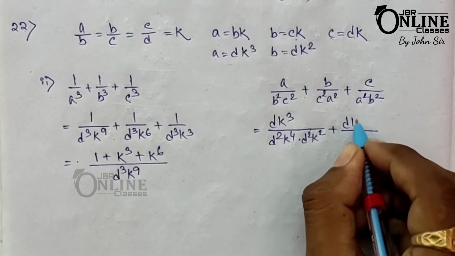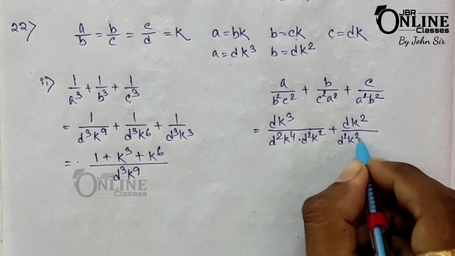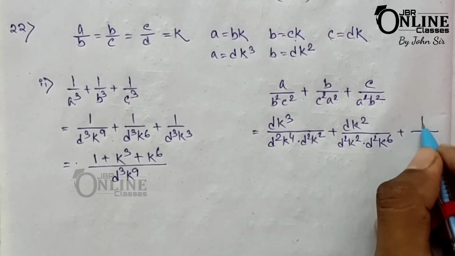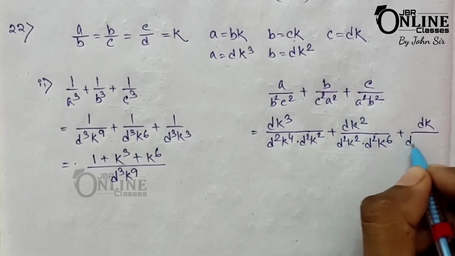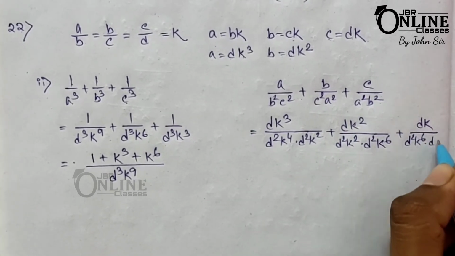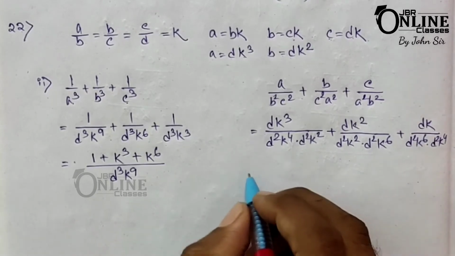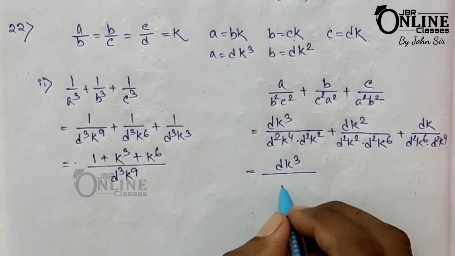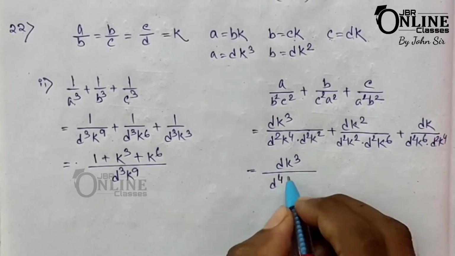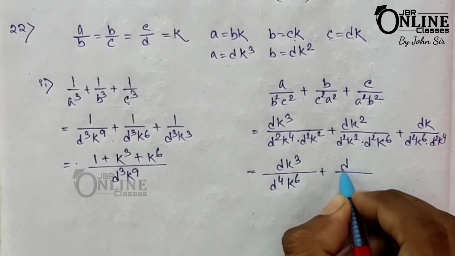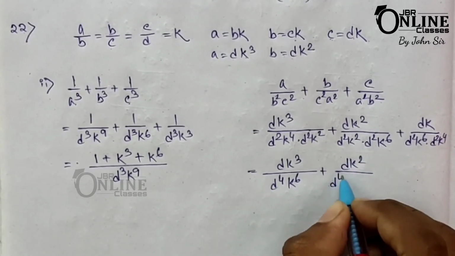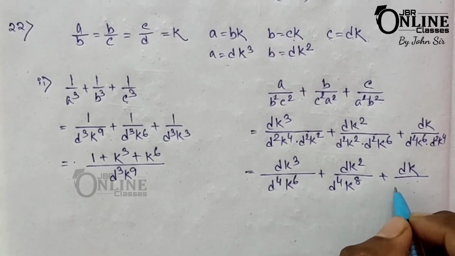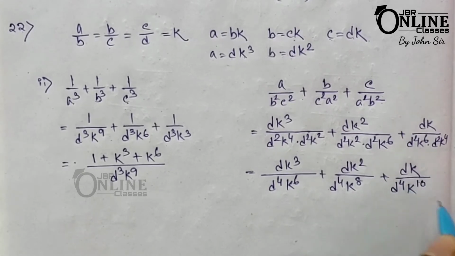The next one, dk square. Now c square means d square k square, then a square means d square k to the power 6. Last one, dk by a square b square. So a square is k to the power 6, and then d square k to the power 4. So here dk cube, and here d to the power 4 and k to the power 6. Then the second one dk square, here d to the power 4 k to the power 8, and then the last one here d to the power 4 k to the power 10.